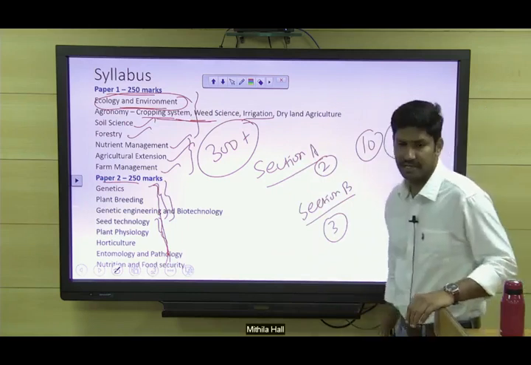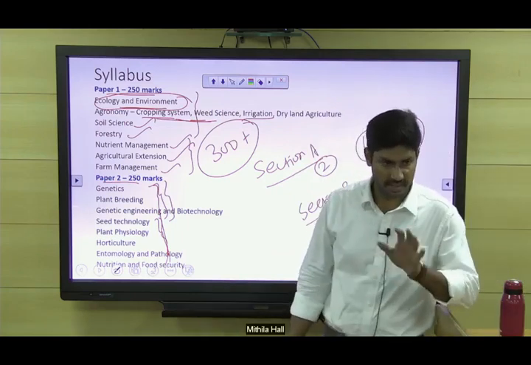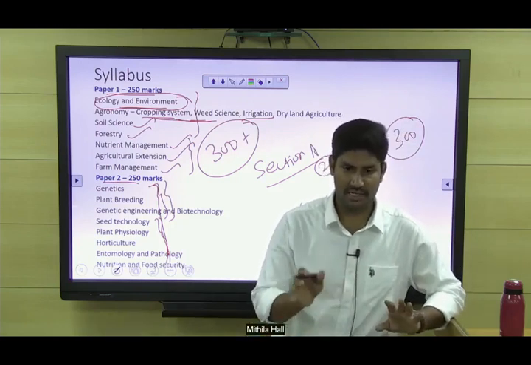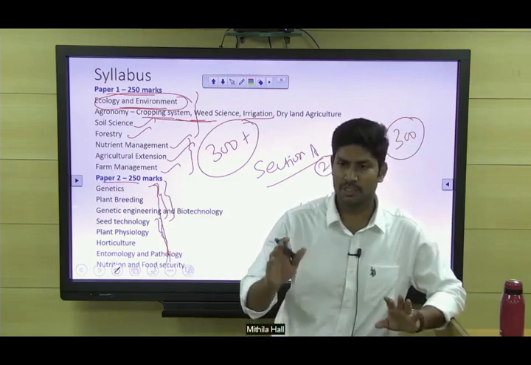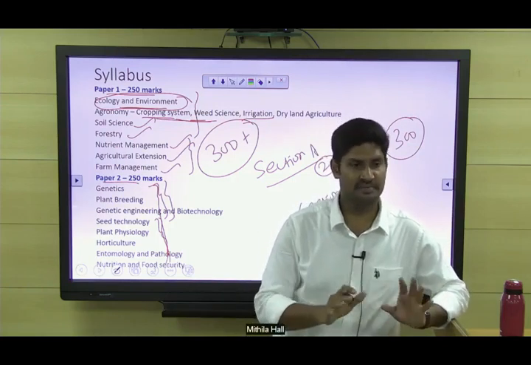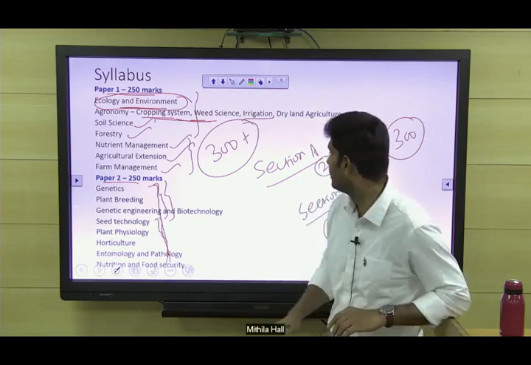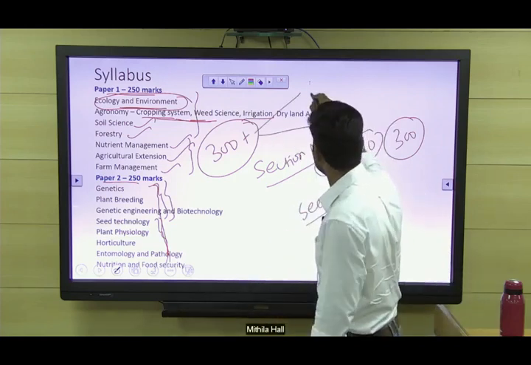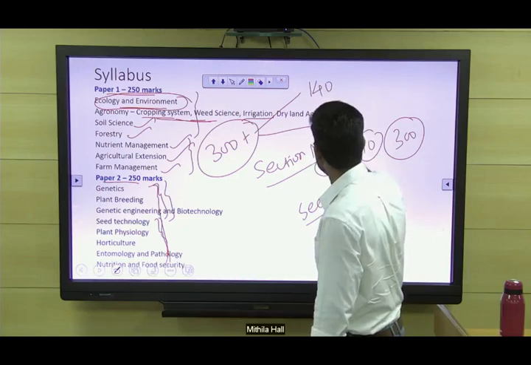In the last year, the best score in any optional, not only agriculture, anything above 270 is a good score. But we aim for 300 plus. So for 300 plus, easily we can score 140 in paper 1 and 160 in paper 2.